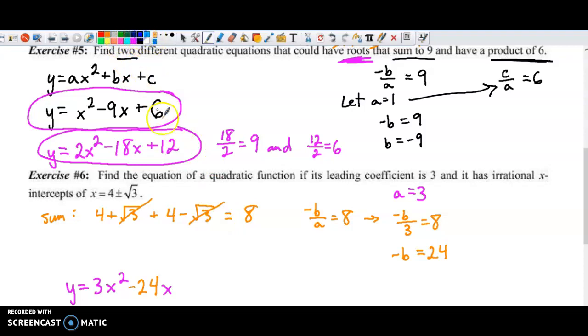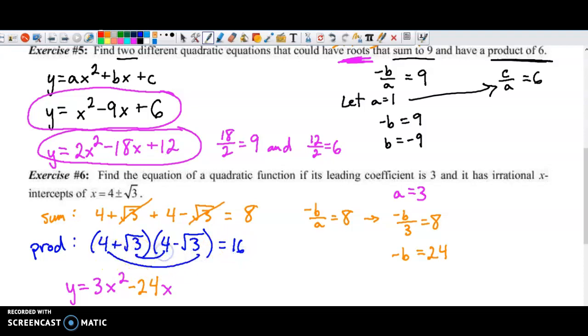And then I also need to figure out what this product is. And it's a little bit more work, but it's not that much. And we've been doing work with conjugates, so hopefully you can do this pretty quickly. As you FOIL it, the 4 times 4 is 16. The outside and inside terms cancel, and then root 3 times negative root 3 is just negative 3. So we're looking at a product of 13, which is the formula c over a is equal to 13. And remember, they said that a needs to be 3. So if I multiply the 3 over, my c value needs to be 39.